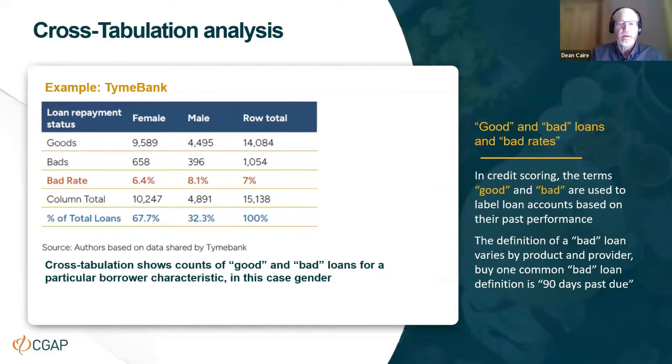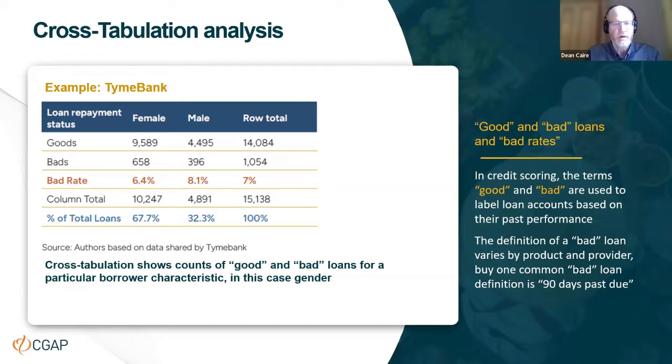And so looking at these cross tables, it's really just per characteristic. As I said, you have past borrower characteristics and repayment. Per characteristic, you look at the number of good loans and number of bad loans you gave to people with that characteristic. And then you divide the number of bad loans by the total loans for that group.